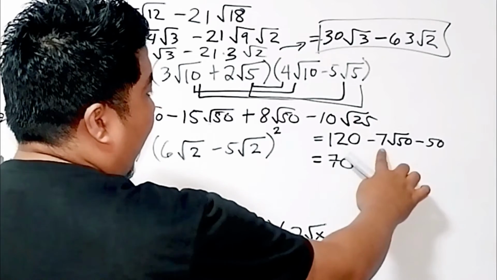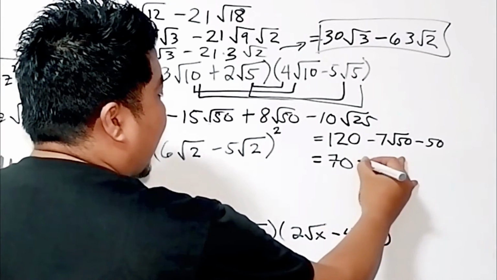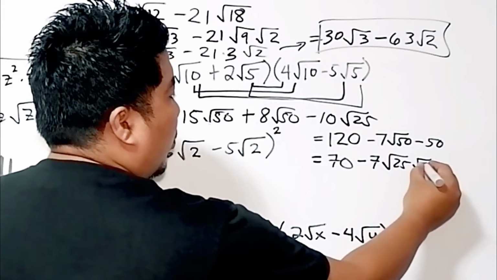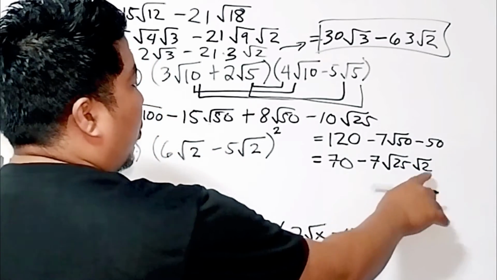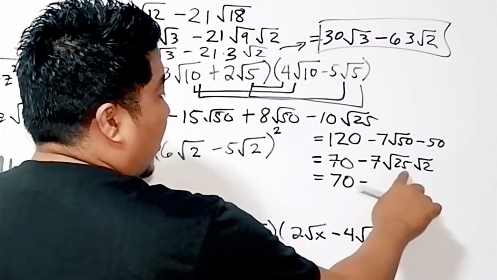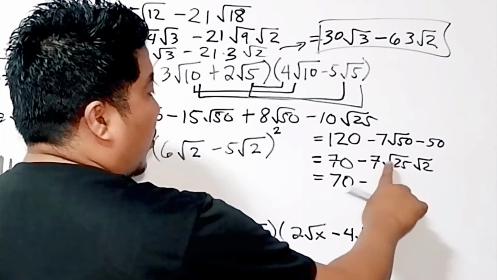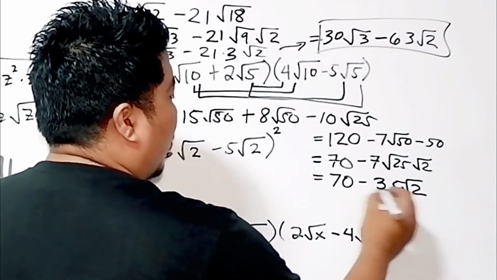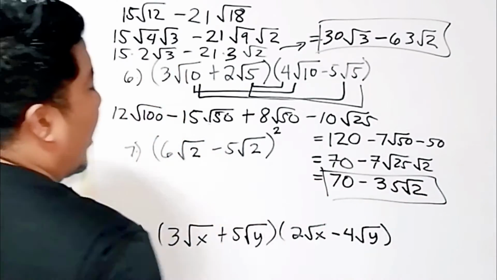While here, our negative 7 square root of 50 can still be broken down into 25 and 2. Square root of 25 and square root of 2. So, having those, we will have 70 minus, the square root of 25 is 5. So, 7 times 5, that will become 35 square root of 2. And that will be your final answer.